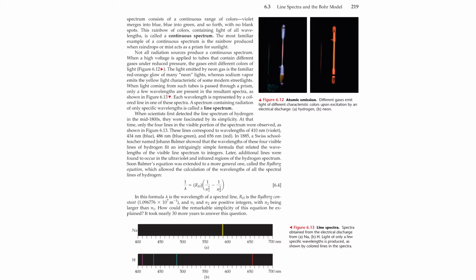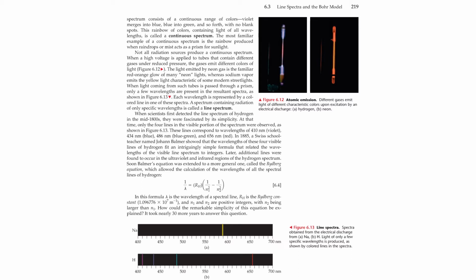When scientists first detected the line spectrum of hydrogen in the mid-1800s, they were fascinated by its simplicity. At that time, only the 4 lines in the visible portion of the spectrum were observed, as shown in Figure 6.13. These lines correspond to the wavelengths of 410 nanometers, violet, 434 nanometers, blue, 486 nanometers, blue-green, and 656 nanometers, red. In 1885, the Swiss schoolteacher Johann Balmer showed that the wavelengths of these 4 visible lines of hydrogen fit an intriguingly simple formula that related the wavelengths of the visible line spectrum to integers.